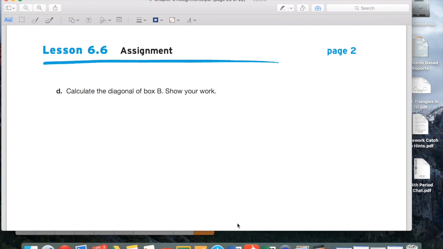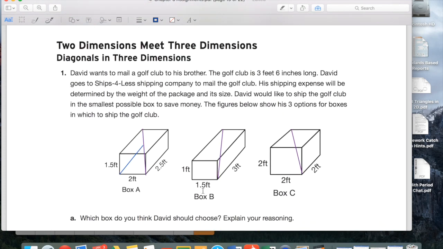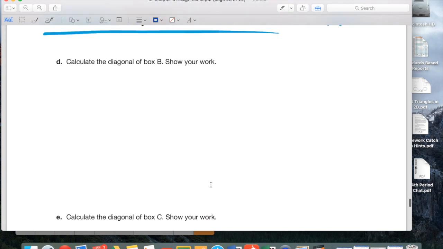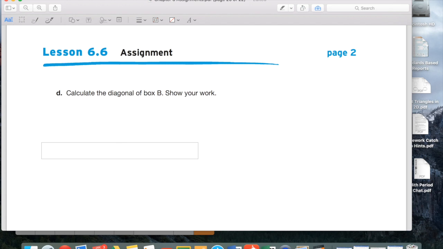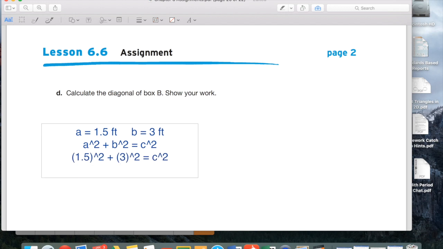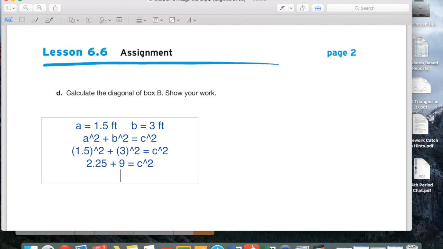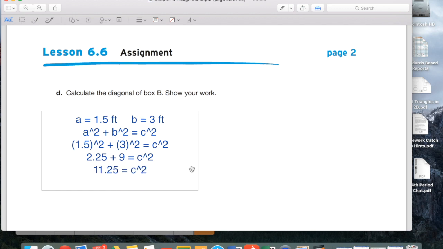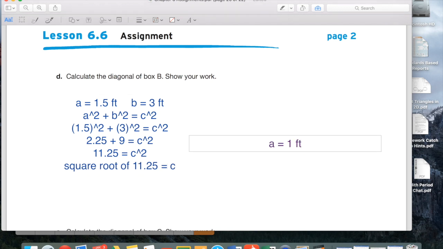Calculate the diagonal of box B and show your work. So this is going to be 1.5 and 3. So again, we have to find our first diagonal. Our side lengths are 1.5 feet and 3 feet. Our height is 1. And we have the square root of 11.25.